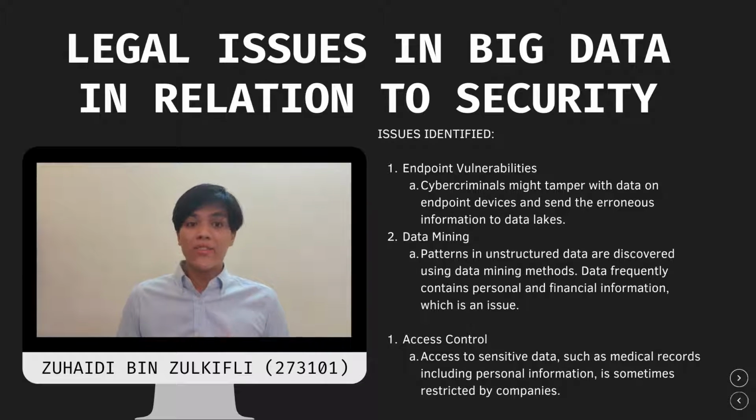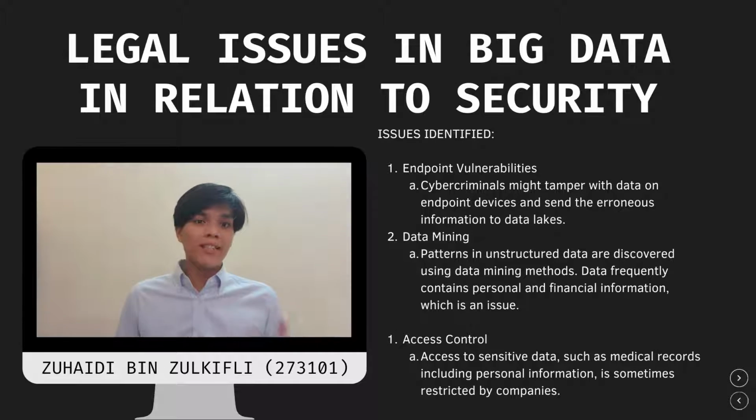There are three identified legal issues here. First of all, endpoint vulnerabilities. Cyber criminals might tamper with data on endpoint devices and send the erroneous information to data lakes. Hackers, for example, can get access to industrial systems that employ sensors to identify process flaws.